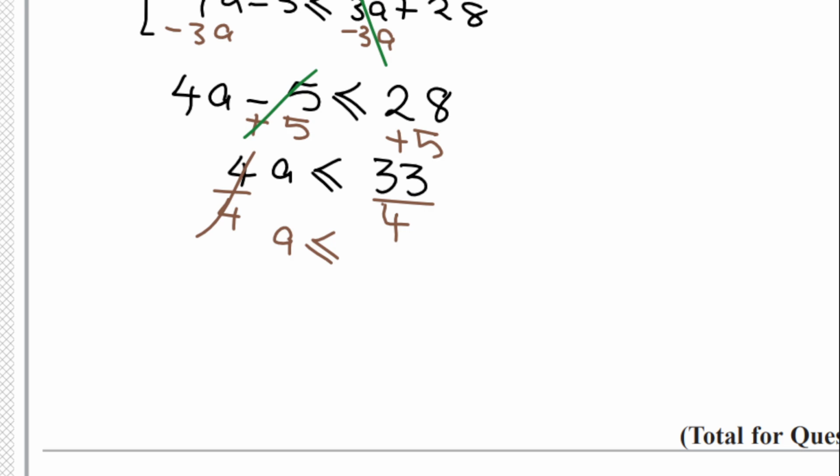4 goes into 33 8 times, and the leftover is 1/4. That's an answer. You can also say a is less than or equals to 8.25 if you use your calculator. It's both correct. And that's your 4 marks for this question.